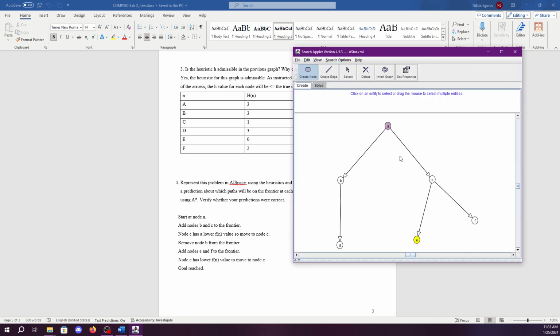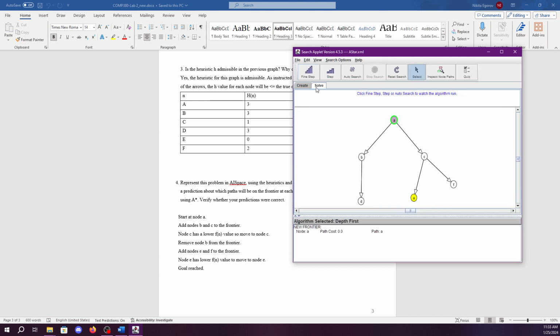So there's the graph, and my prediction is, as you start at node A, nodes B and C are added to the frontier. As the f of n value of C is lower, the algorithm will move to node C. Node B is removed from the frontier. And then from C, nodes E and F are added to the frontier. E has a lower f of n, so the algorithm will move to E, and E happens to be the goal node, so the algorithm ends.